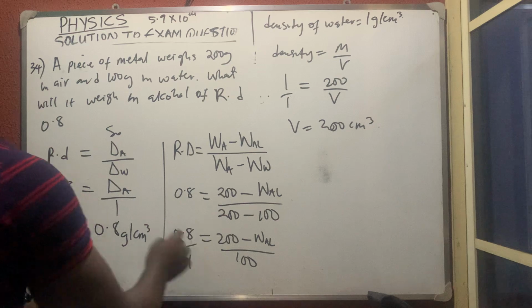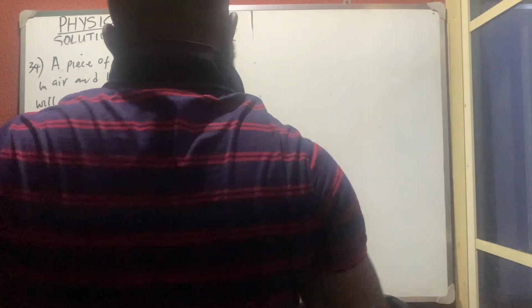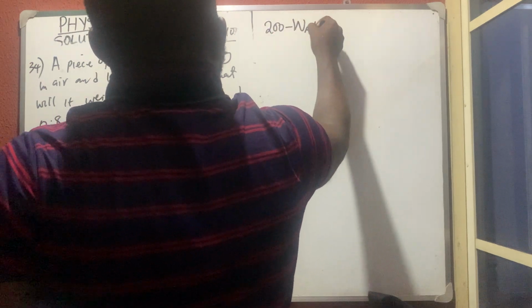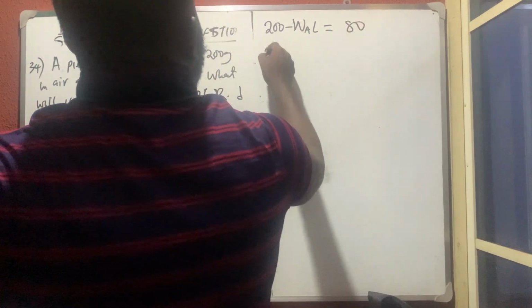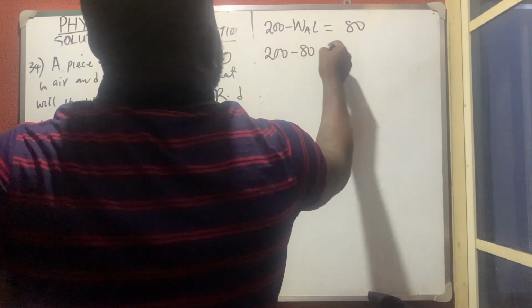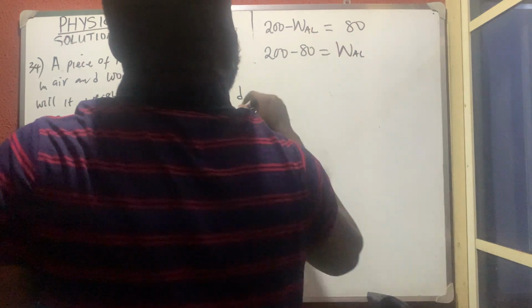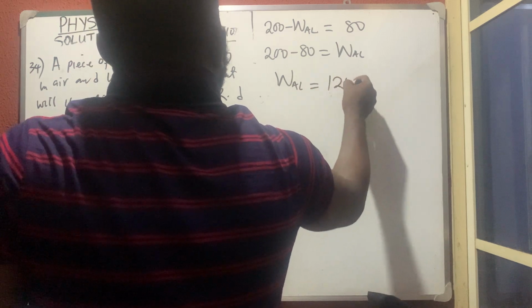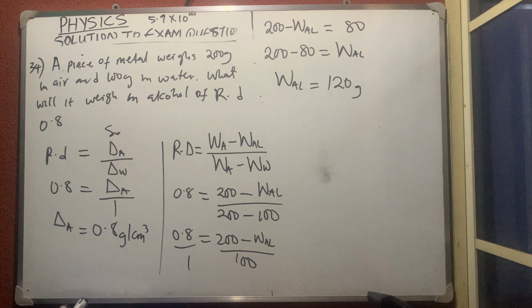So if you cross multiply, you are going to have that 200 minus the weight in alcohol is equal to 80. So 200 minus 80 is equal to the weight of that object in alcohol. Therefore, the weight of that object in alcohol is 120 grams.